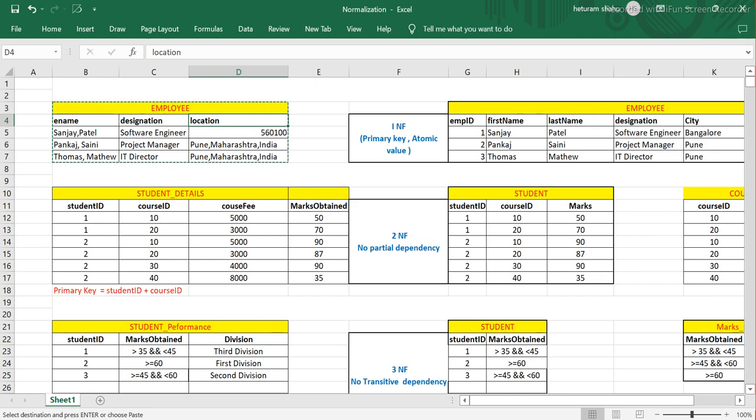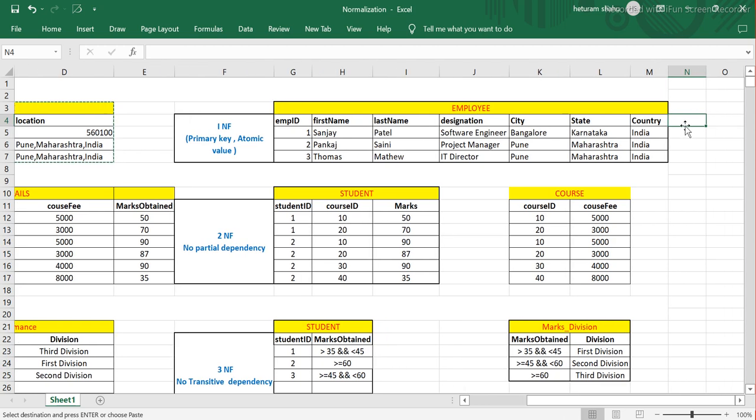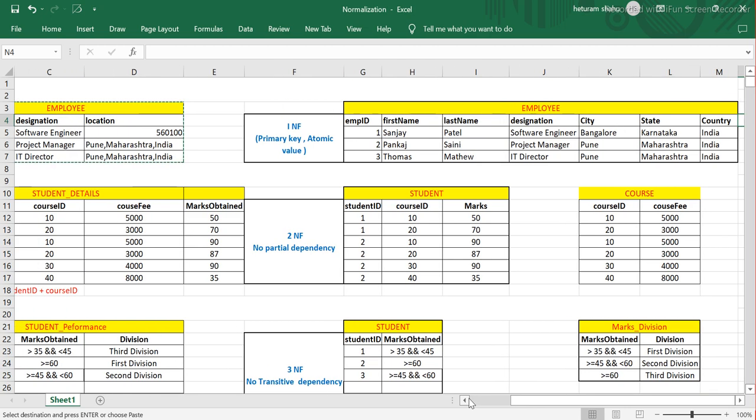Now what have I done to fix this? Because I want to make this table into first normal form. I've divided name into first name and last name, and the designation is okay. I think this cannot be further divided, and the location can be divided into these three: city, state, and country. You see here, right? I hope you are able to see it, right? Perfect.